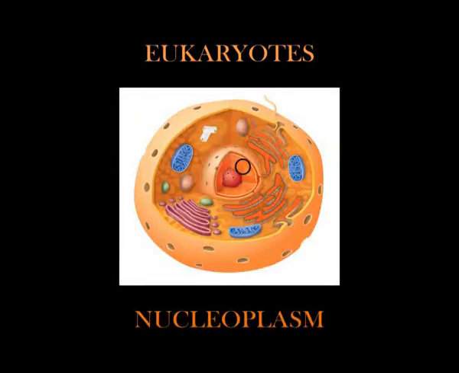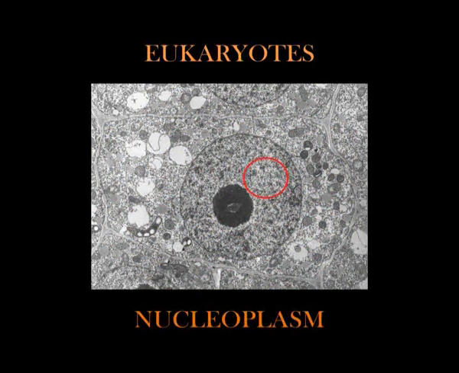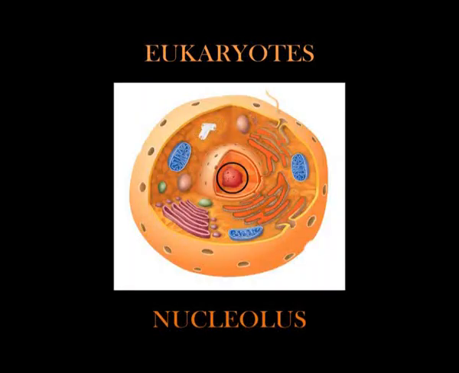Nucleoplasm. The cellular region within the nuclear envelope. The nucleolus is the most conspicuous and best characterized nuclear subdomain. Most mammalian cells have 1 to 5 nucleoli, each a specialized region 0.5 to 5 micrometers in diameter surrounding transcriptionally active ribosomal RNA gene clusters.